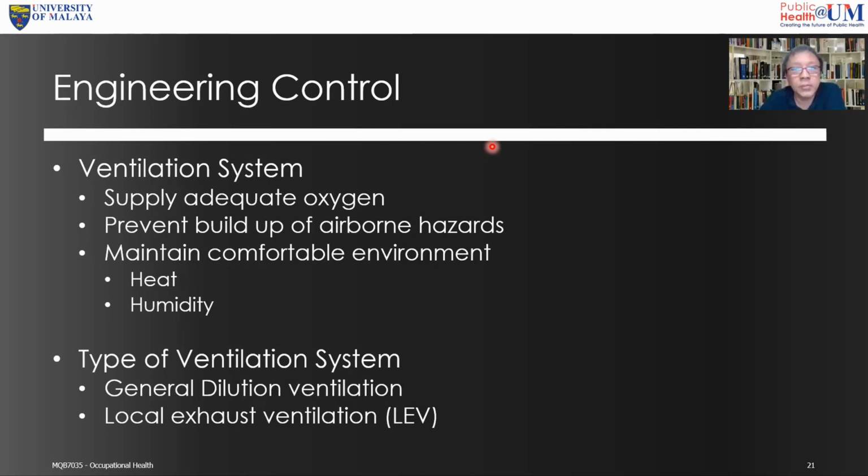There are two types of ventilation system. One is general ventilation, where we ventilate the whole room, and the whole air in that room is replaced a certain number of times within an hour. That's what we call air exchange per hour. The other one is local exhaust ventilation, where we ensure that the contaminant is removed from that area directly instead of contaminating the entire room. That's why we use local exhaust ventilation.